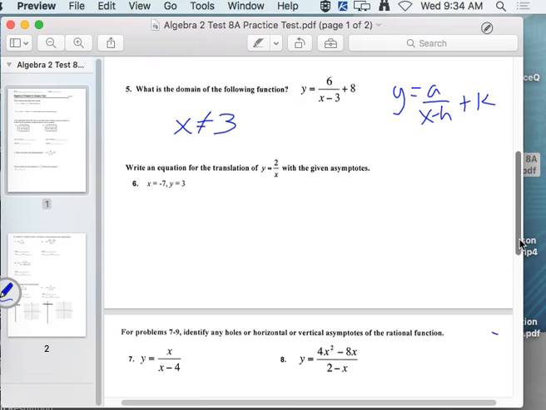Now, this one we did yesterday, and you thought it was a piece of cake, so let's see if you remember it. It says, write an equation for the translation of y equals 2 over x, but moved. So now this is your vertical asymptote, and this is your horizontal asymptote. Both of these problems use this formula right here. So how do you start? A 2 on the top. As they said, write an equation for the translation of 2 over x.